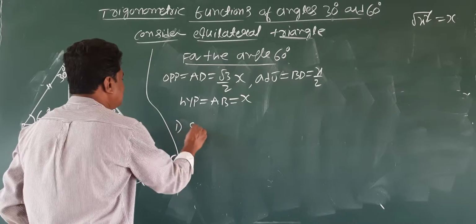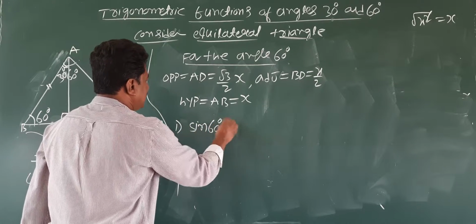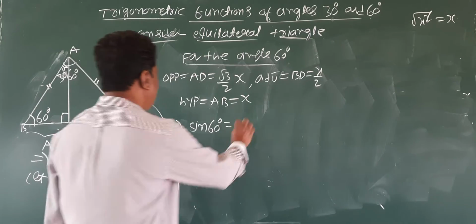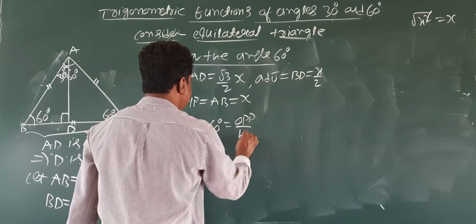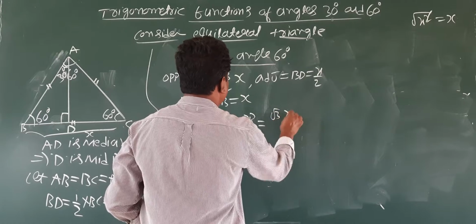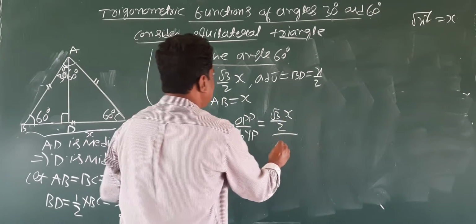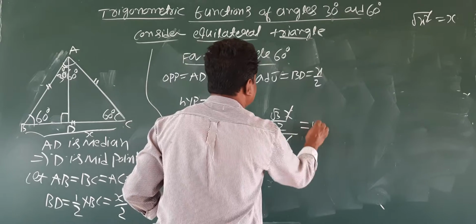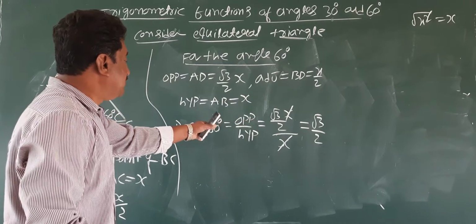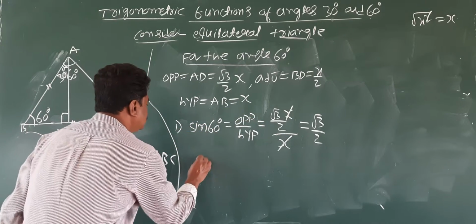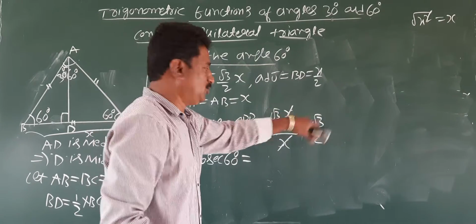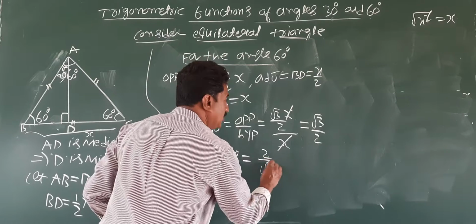Now let's go for finding the trigonometric functions for these angles. First one, sin 60 degree. What is sin theta? Opposite by hypotenuse. Tell me the opposite side: root 3x by 2. Hypotenuse side x. The x cancels. It is root 3 by 2. Sin 60 is root 3 by 2. The reciprocal of sin is cosec. So cosec 60 is the reciprocal, 2 by root 3.